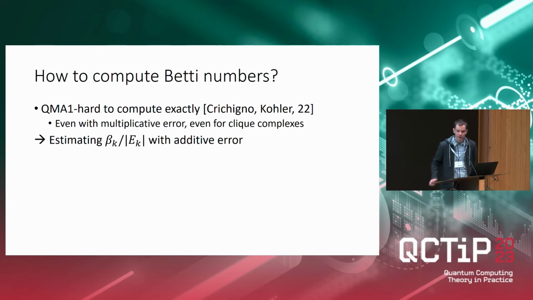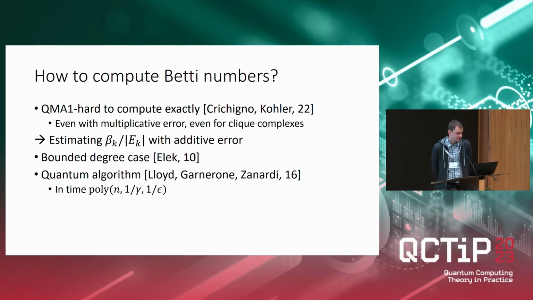And there have been some previous works on Betti number computation and estimation. A very important work is from last year by Crichigno and Kohler, who showed that it is QMA1-hard to compute exactly, but even to multiplicatively estimate the Betti numbers, and even for the special case of so-called clique complexes, which I will talk a bit more about later. So this suggests that instead of multiplicative estimation, we could look at additive approximation. So we will look at the additive approximation of the normalized Betti number, which means the kth Betti number divided by the number of k-faces in the complex.